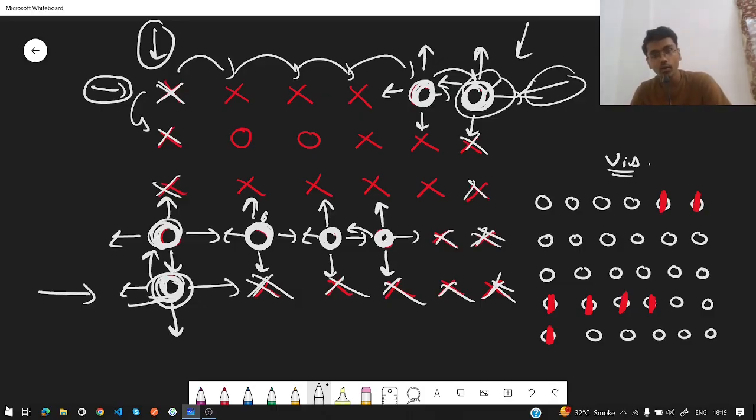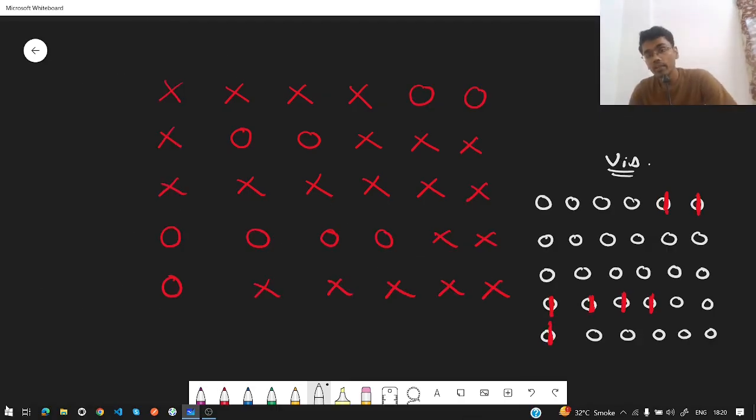I'll just clear all these things so that we can understand it in a better way. Now what we need to do, we need to convert all the zeros to x which are surrounded by x in all the directions. So how will we do it? We have already neglected those zeros which are not possible to convert to x. Now obviously all the remaining zeros will now be converted to x because they will surely be surrounded by x.